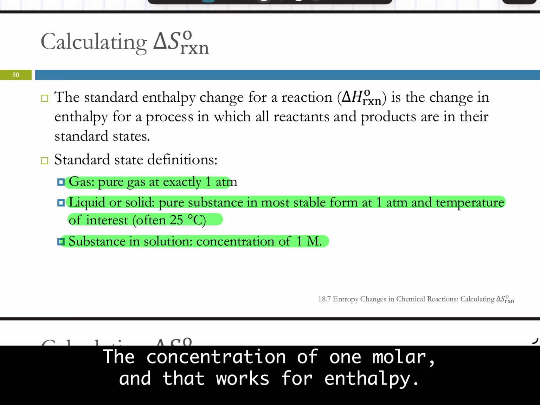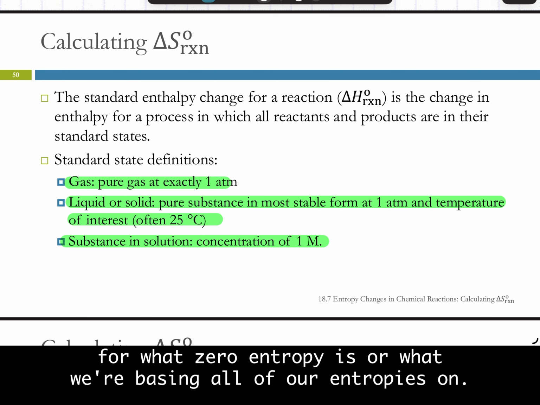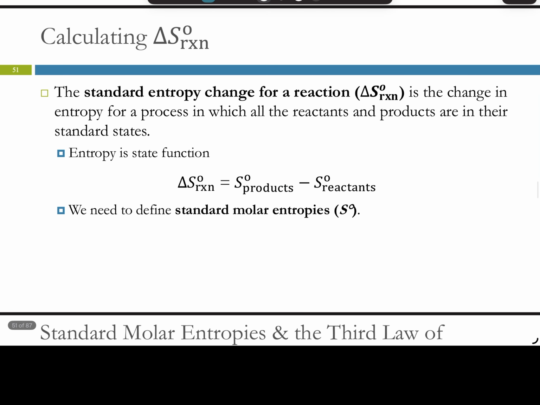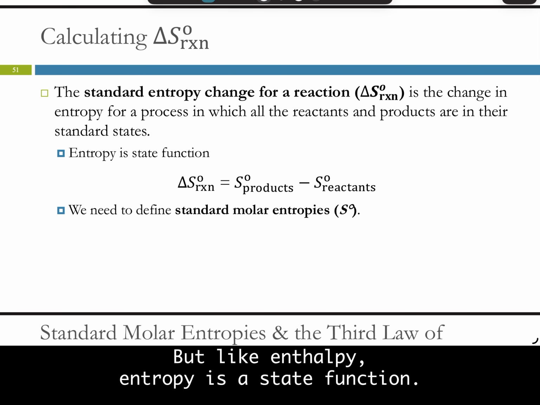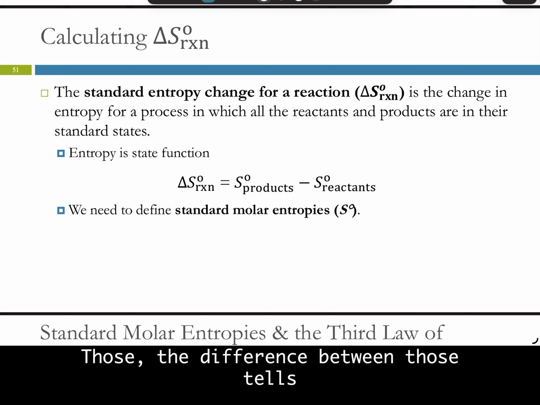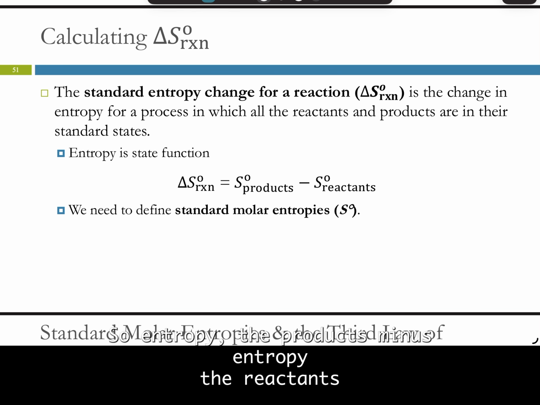And that works for enthalpy. For entropy, though, we kind of have to have another definition for what zero entropy is, or what we're basing all of our entropies on. But like enthalpy, entropy is a state function, so it only depends on the state. So what is my current state? What is my new state? The difference between those tells you how much the entropy changes. So entropy of the products minus entropy of the reactants gives us the change in entropy for that reaction.